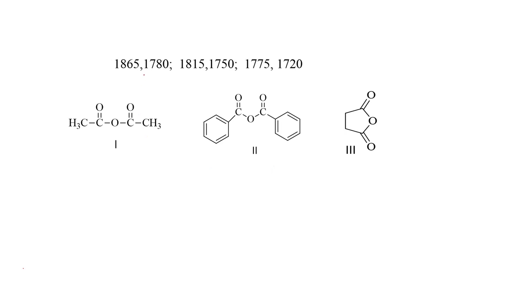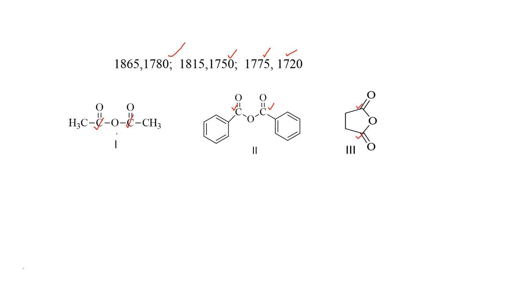You are given three pairs of stretching frequencies: 1865 and 1780, 1815 and 1750, 1775 and 1720. And you are given three anhydrides. Each of these molecules contains two carbonyl groups, because these are anhydrides, and hence we know anhydrides give two carbonyl stretching bands.